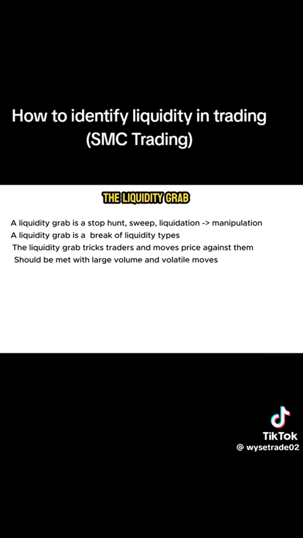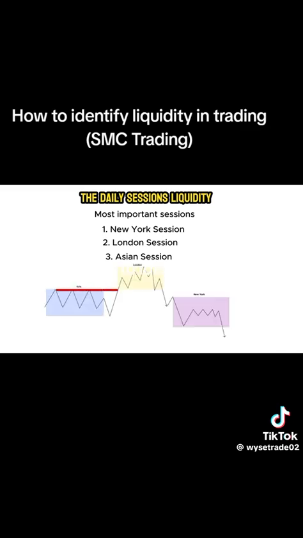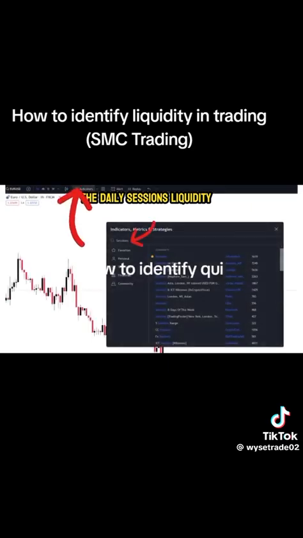And the last liquidity type is the daily session liquidity. The most important trading sessions are the New York session open, which has the largest volume on USD pairs, then the London session and the Asian session. You will likely see, for example, how the London session takes the Asia session high, and then the New York session takes the London session low, and all sorts of similar manipulation tactics. If you want to know when the sessions start, you can type in TradingView's indicator tab the indicator called Sessions, and it will display each session based on your time zone.